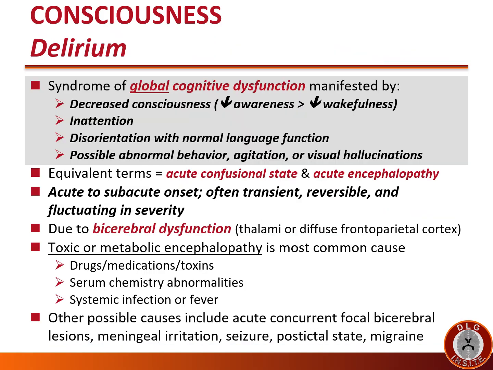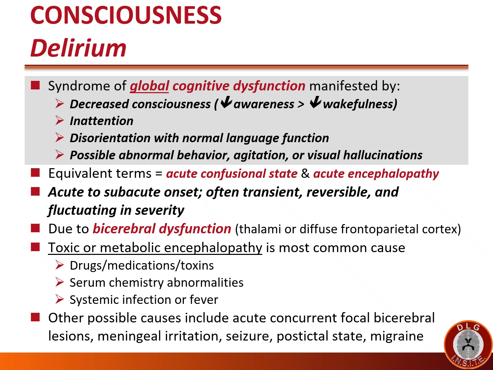Going back to delirium, this is a syndrome of global cognitive dysfunction manifested by decreased consciousness, especially awareness more than wakefulness, inattention, and disorientation with normal language function, and possible abnormal behavior, agitation, or visual hallucinations. By the way, visual hallucinations are always neurologic, not psychiatric. Equivalent terms for delirium are acute confusional state and acute encephalopathy. Delirium tends to be acute to subacute in onset and is often transient, reversible, and fluctuating in severity because of the type of things that cause it.